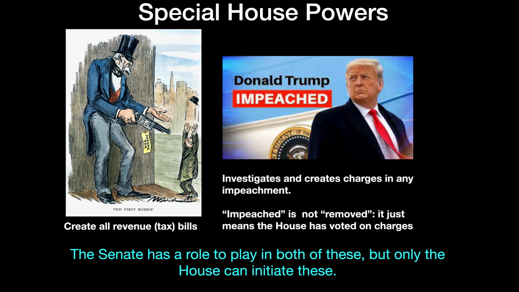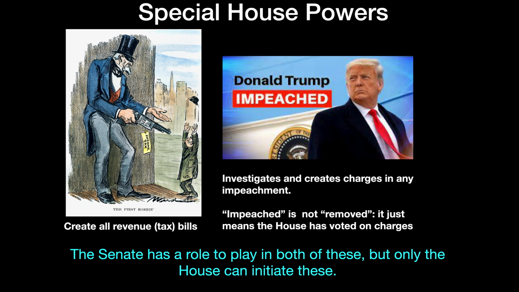When Donald Trump was impeached, both times, what happened was the House investigated, the House decided it was going to press charges, and the House together voted on whether or not they were going to press charges against President Trump. When the House by majority voted yes, President Trump was impeached. Now, he was not removed either time, and I'll tell you how that works, because that's a Senate power, and we'll get to that in a bit.